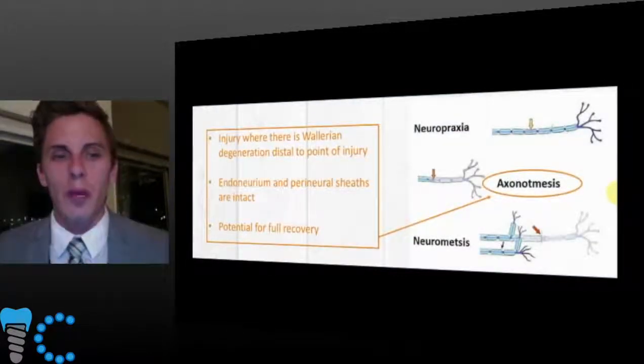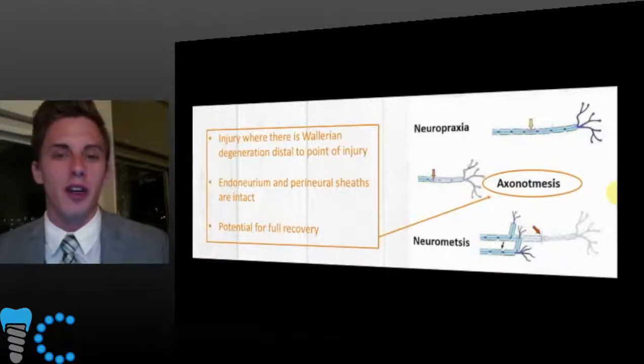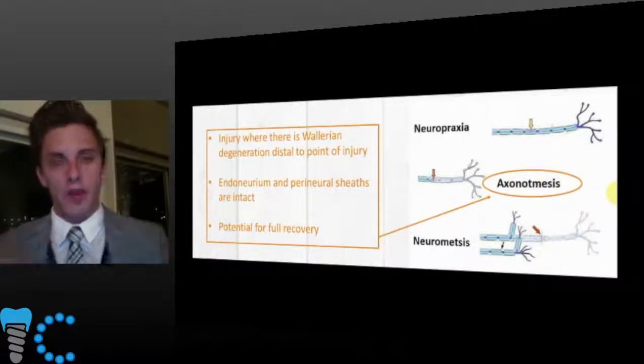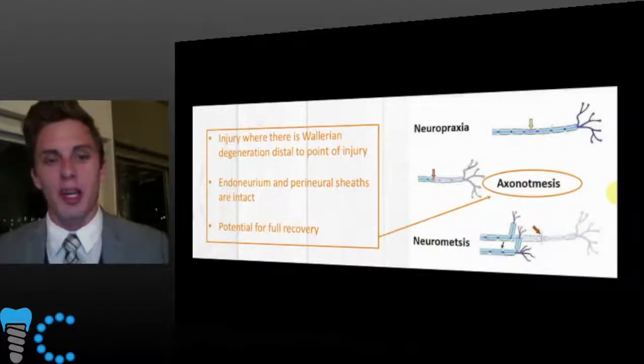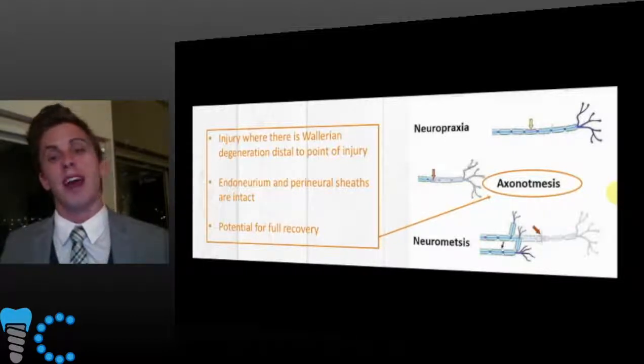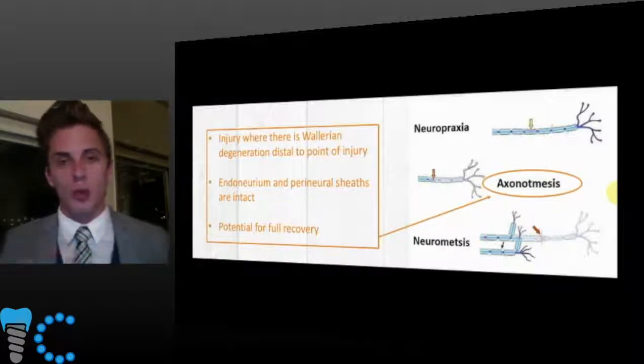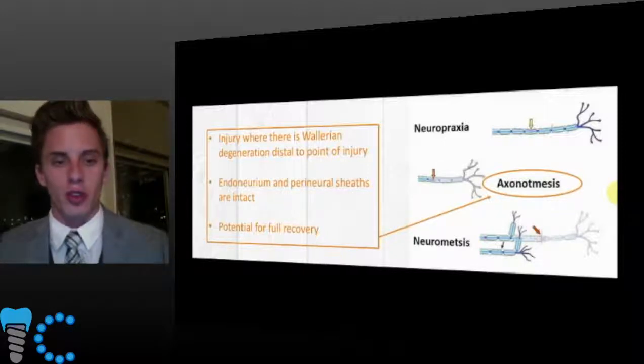So what we think we have here is axonotmesis. The endoneurium and the perineurium sheaths are intact. However, the epineurium has been jeopardized. There is potential for full recovery. However, she was 3 months out without any signs or symptoms of recovery. So we're going to then go to microsurgical repair.